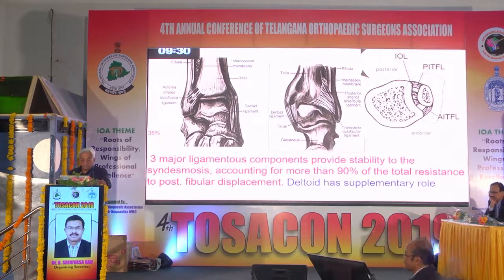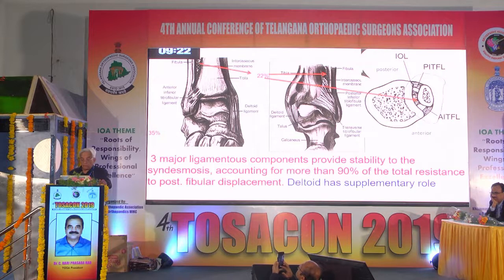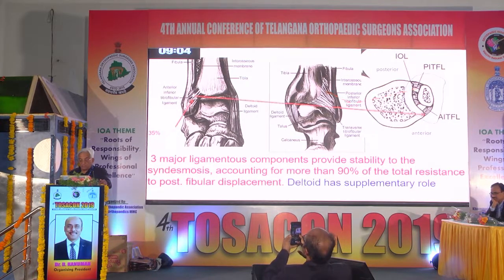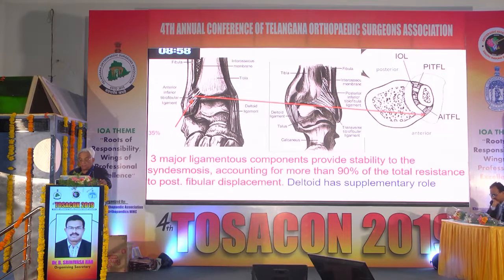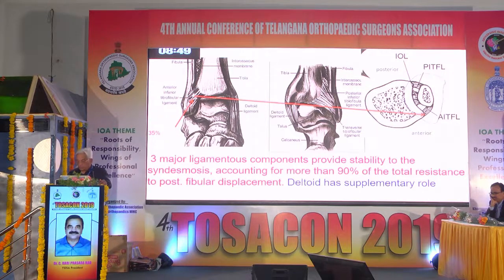Now here it is. Syndesmotic injury depends upon these four ligaments. First and foremost, this is the interosseous membrane. This controls the syndesmotic joint. 22% is the contribution. The second thing is the posterior inferior tibiofibular ligament. This is the one which controls the joint at 33%. And then this is the anterior inferior tibiofibular ligament. So these are the three ligaments which control the syndesmotic joint. So when they are broken, the syndesmotic displacement occurs.